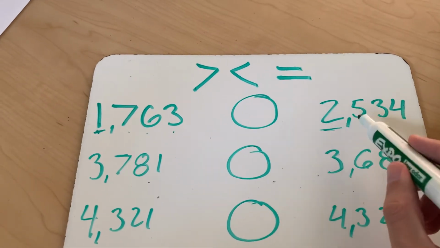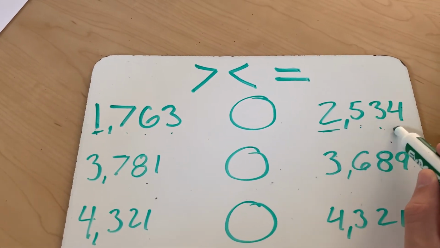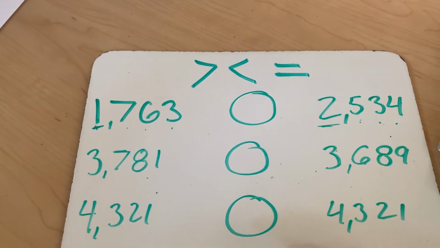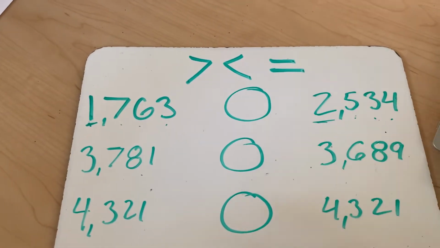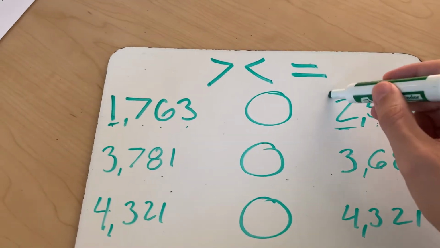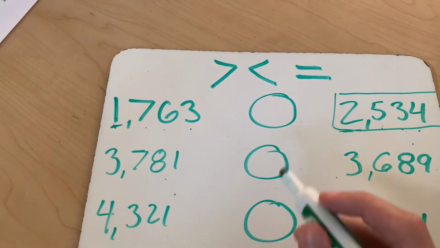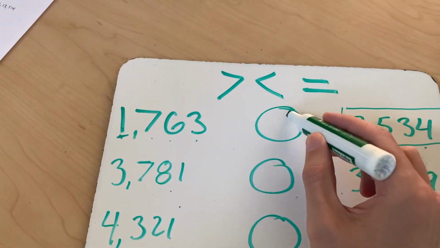Once we figure that out, we don't need to look in the hundreds, the tens, or the ones, because the thousands are larger. They are greater than the hundreds, tens, and ones. So this number is automatically greater. So when we do that, we want to use this symbol.